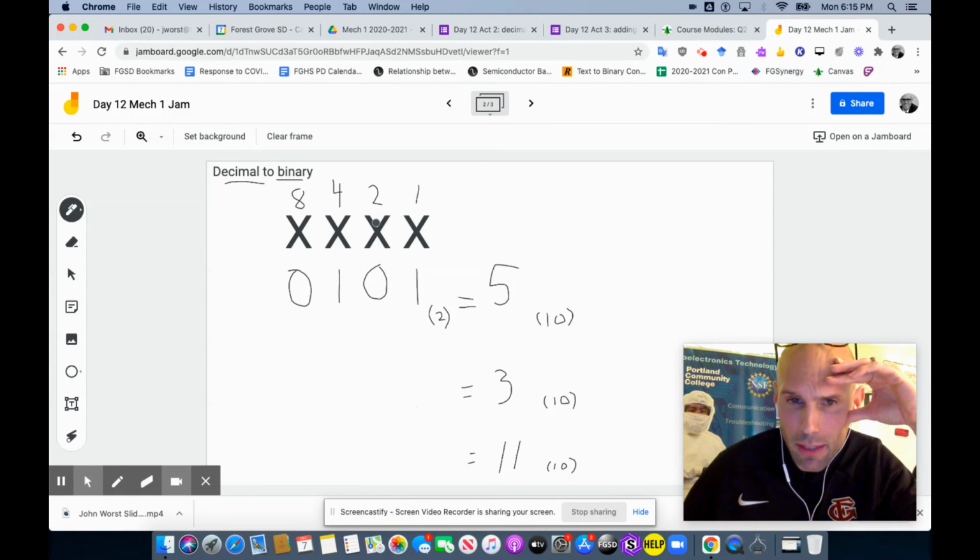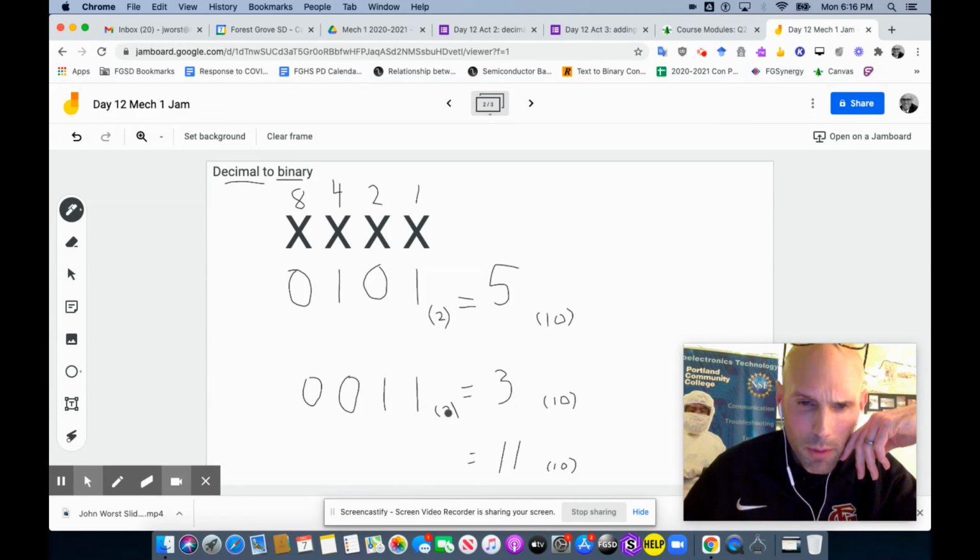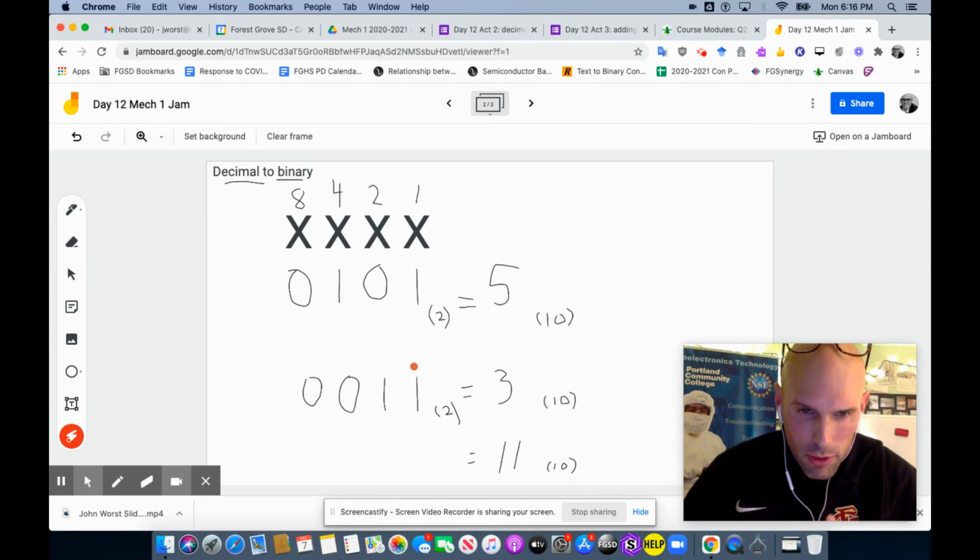Let's do it again. Let's make 3. Okay, so let's see. 8's too big. 4's too big. Oh, but 2, that would work. Okay, so 2 plus 1 is 3. Look at that. 2 plus 1 is 3. Okay, and I should be more specific here about what I'm talking about. So this place down here is worth 2. This place is worth 1.